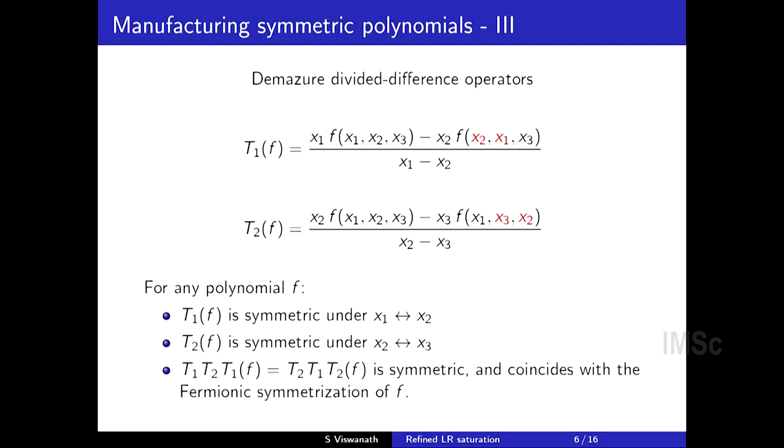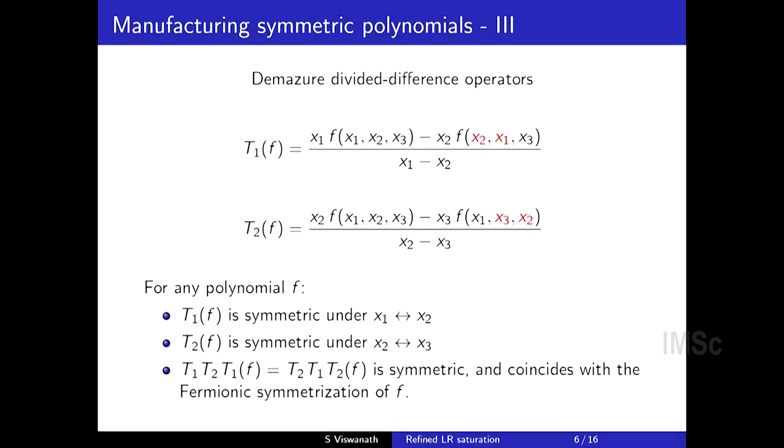But for the purposes of today's talk, I am most interested in this third way of manufacturing symmetric polynomials, and this is via divided difference operators. These are special operators which were first discovered by Demazure. So they are the Demazure operators. So here are the operators. The formulas are right there up on the slide.